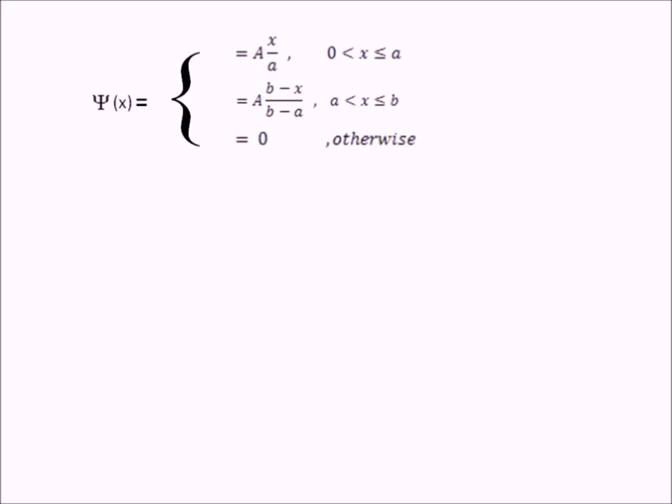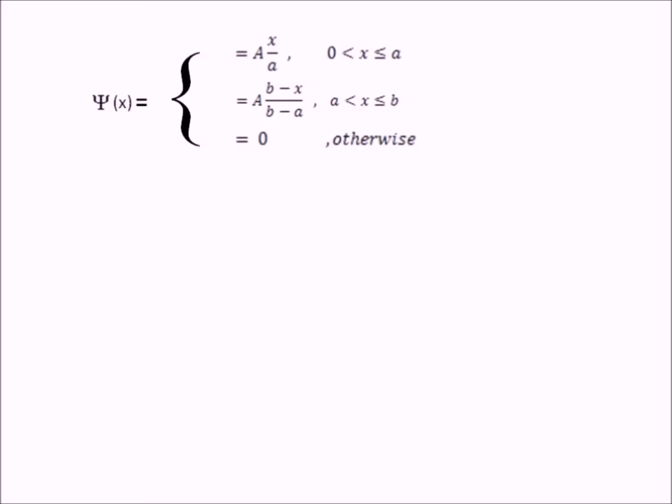Now let's consider one example. We will solve one example. This is very simple because it is in one dimension only, that is the x coordinate. So the wave function is A x by a, where x lies between 0 and a. If it is between a and b, the value of the wave function is capital A into (b minus x) divided by (b minus a), otherwise 0.